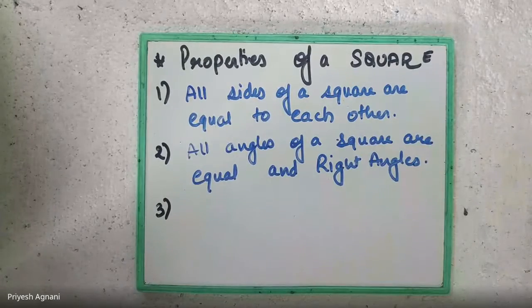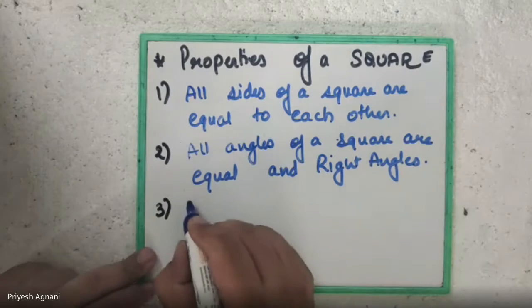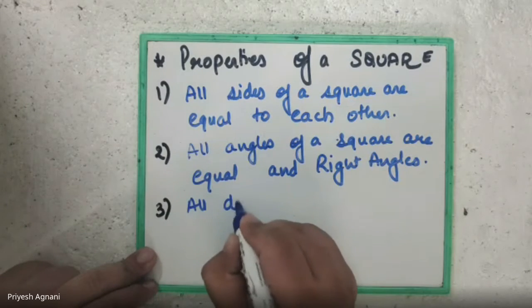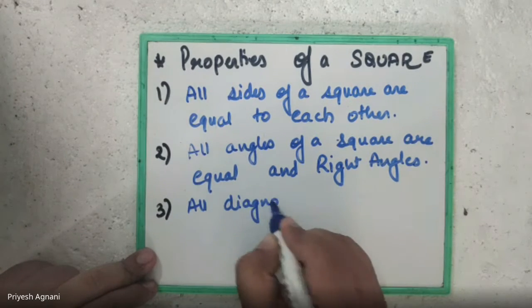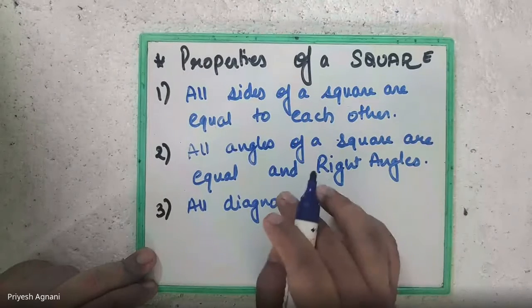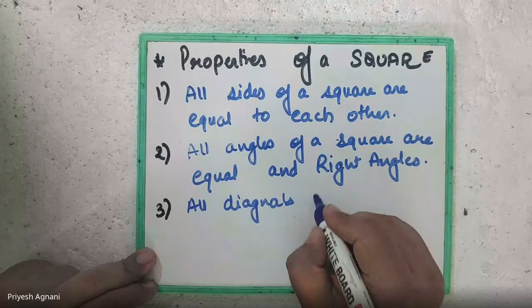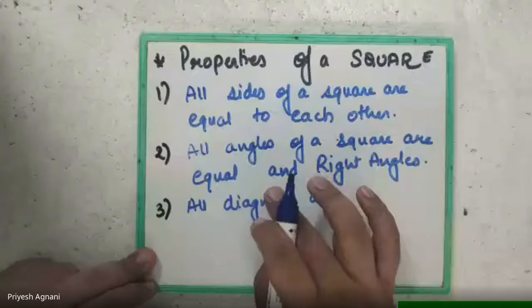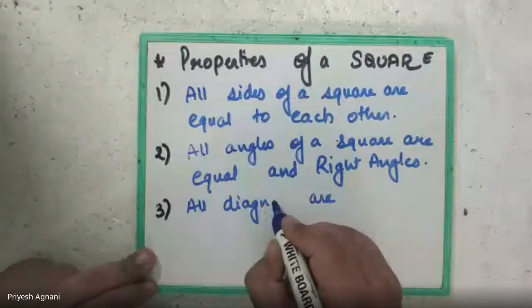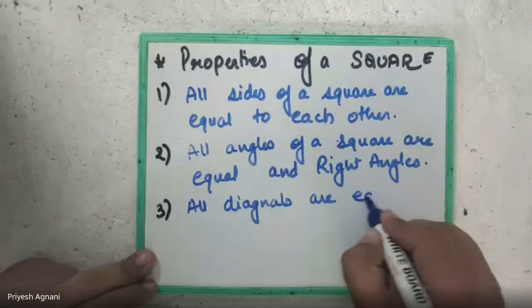Number three says all diagonals are also equal. All diagonals are equal.